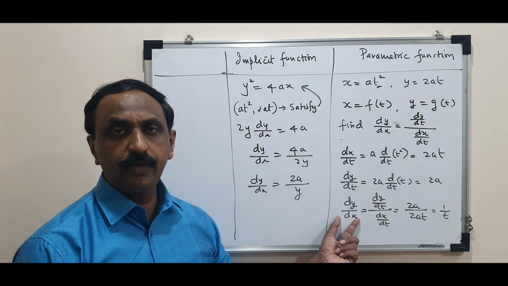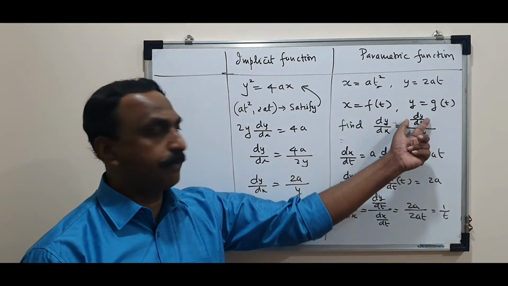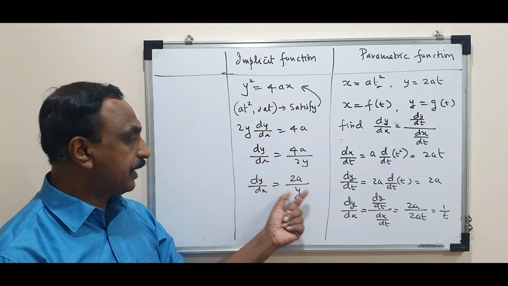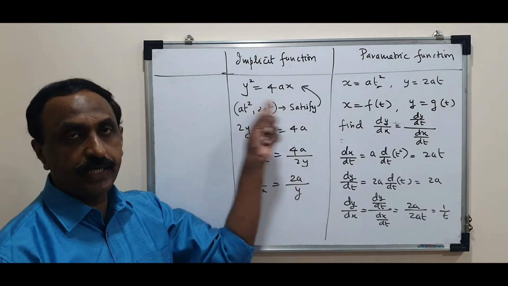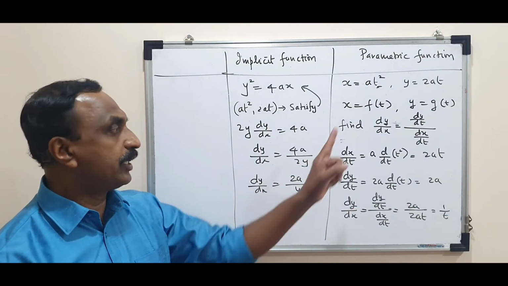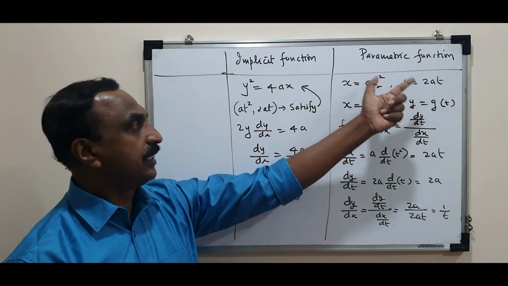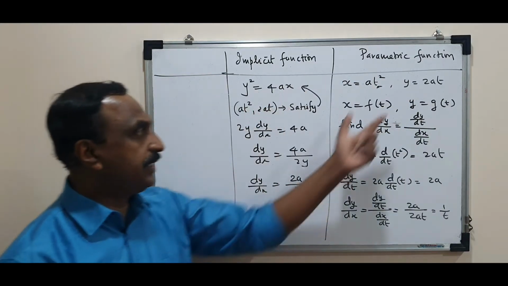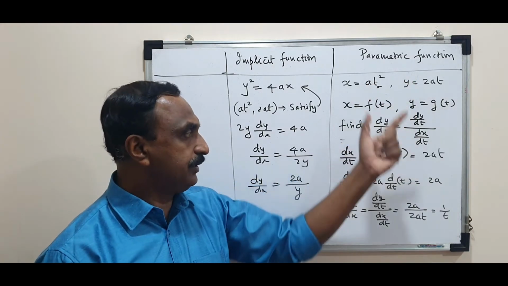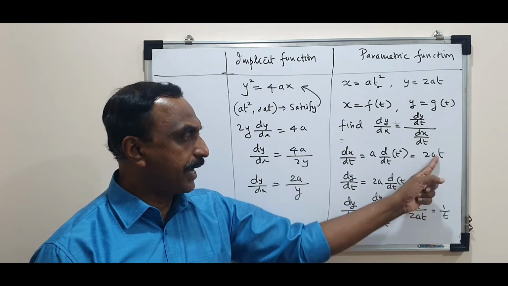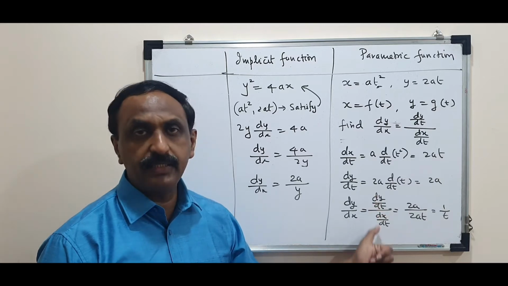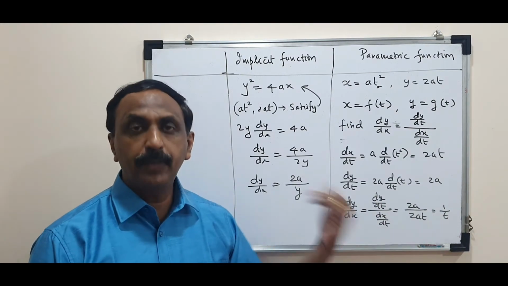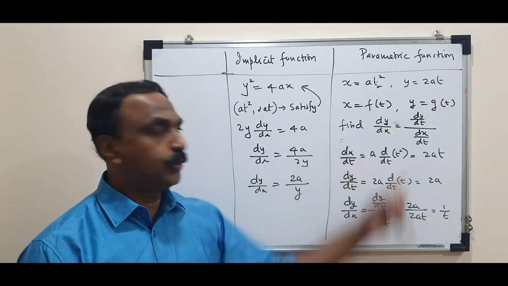Whenever I want to find the derivative in terms of parameter, you must apply dy by dt upon dx by dt. Whenever you want the derivative in terms of x and y, you must differentiate the implicit function. I hope you understood two methods. One is convert this into implicit function, find the derivative. Another method is take the parametric function, differentiate with respect to the parameter, and divide dy by dt upon dx by dt. You can get the derivative. Both mean the same. Depending on how you want your answer, you use the method.